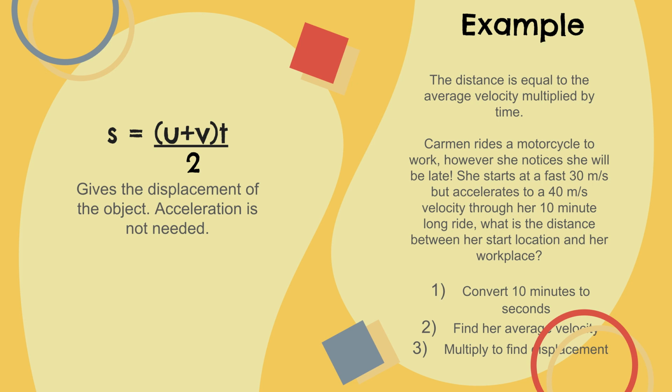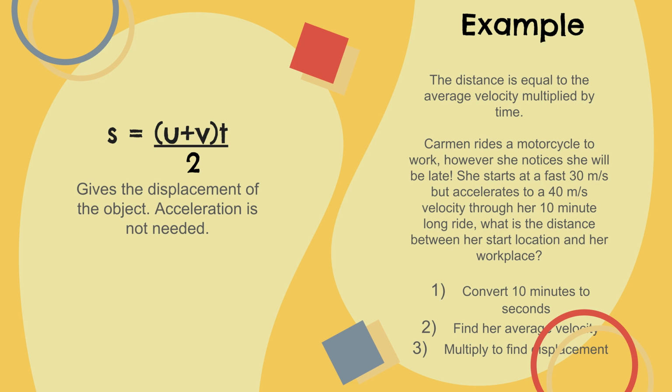First, we have to identify the values of the variables needed to use this equation. We can see that the initial velocity is 30 meters per second, the final velocity is 40 meters per second, and the time is 10 minutes. And we're trying to find out the displacement.